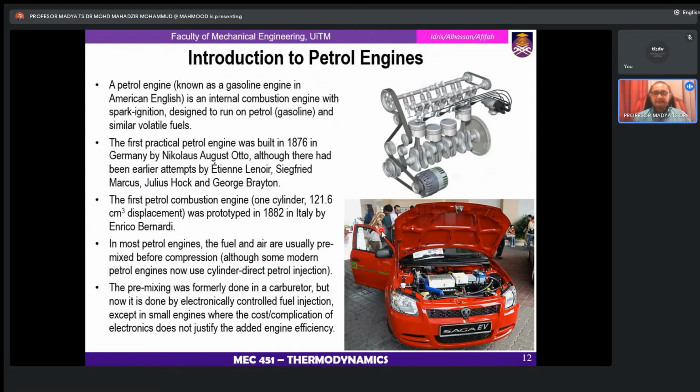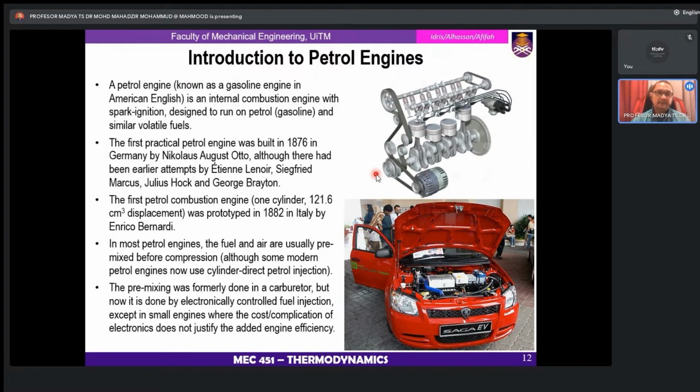Okay, we look at the introduction to petrol engines. As you see in the picture, this is a Proton Saga model, the Malaysian national car. The national car has petrol engines and also diesel engines. This is a simple picture of the overview of the engines.